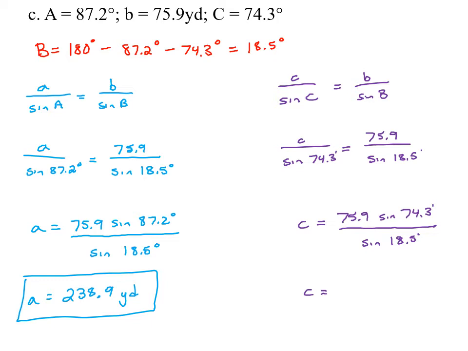Oh yeah, 230.3 yards. So it's actually not too much smaller than side A, only by about 8 yards. 8.5 actually.